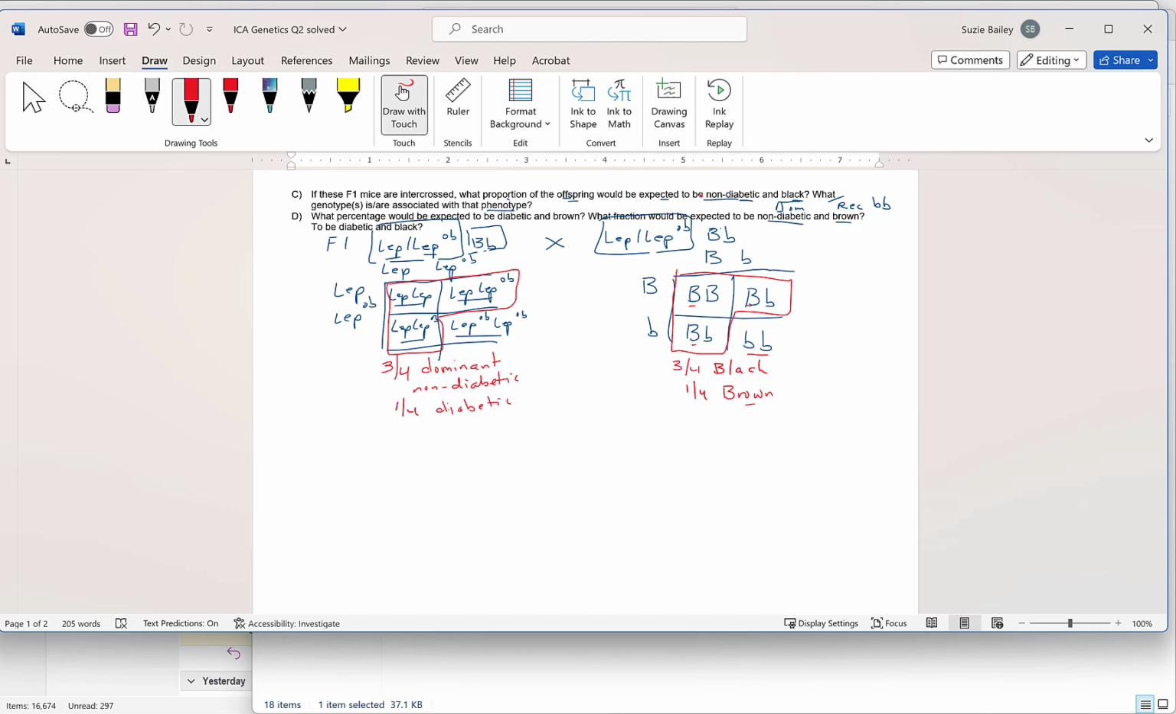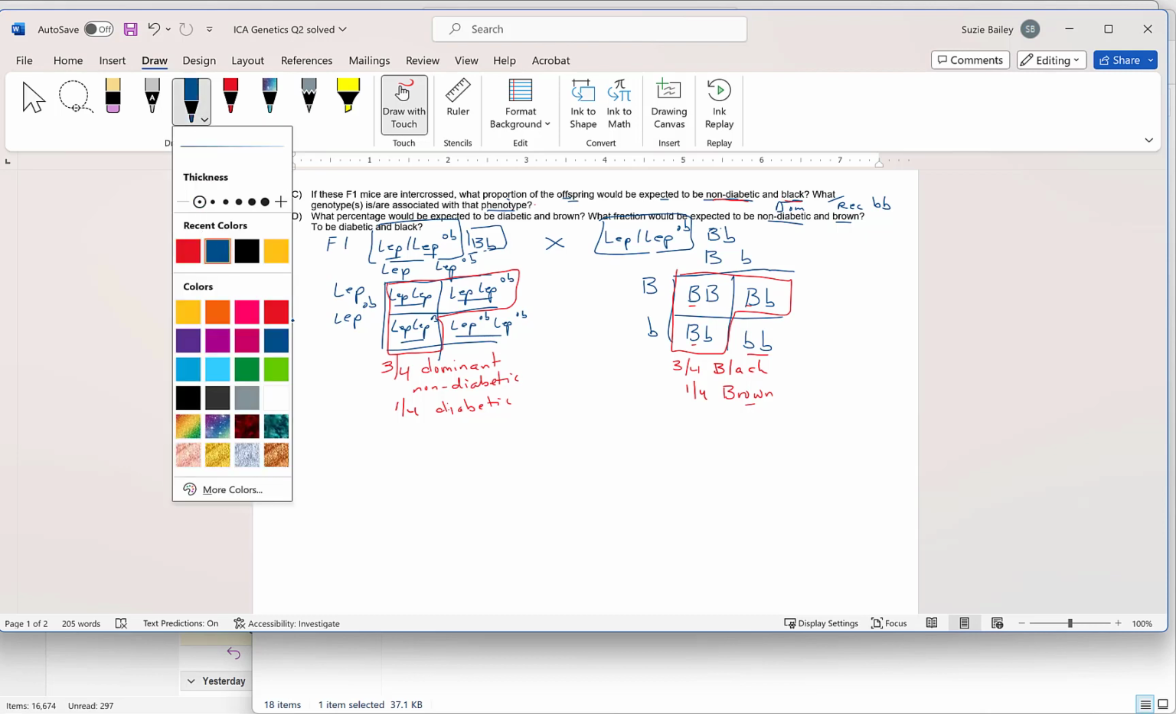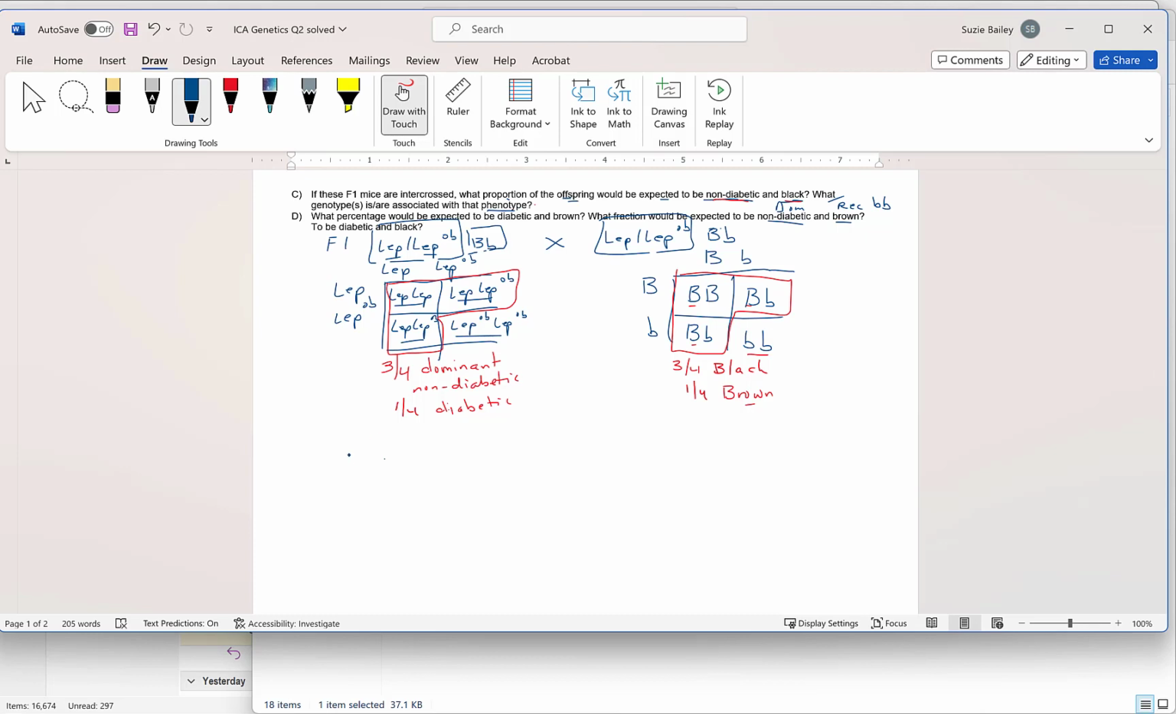So what is the genotype that would be associated with the phenotype of being non-diabetic and black? Non-diabetic and black would be having even one of that non-diabetic allele, and it doesn't matter what the other allele is, and even one of that black coat color, right? Doesn't matter what the other allele is. It could be homozygous dominant or heterozygous, doesn't matter.